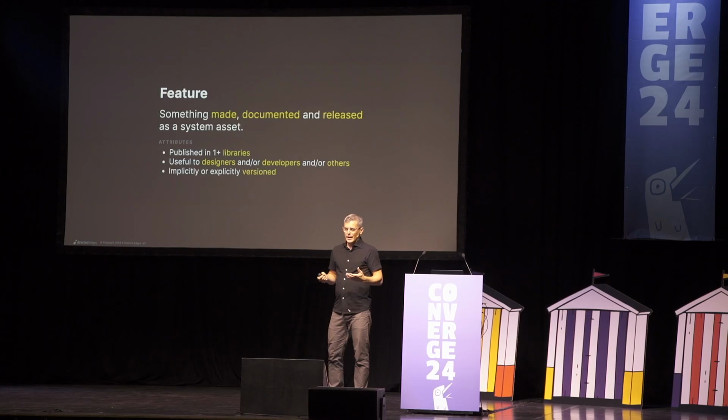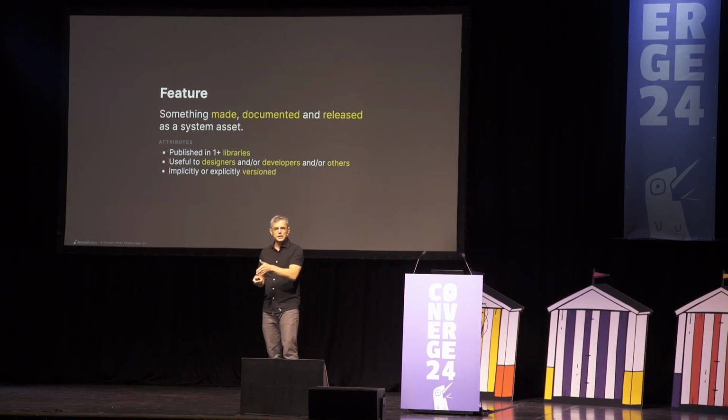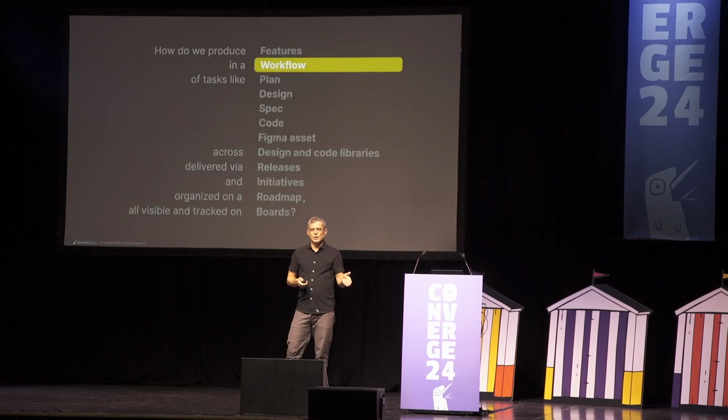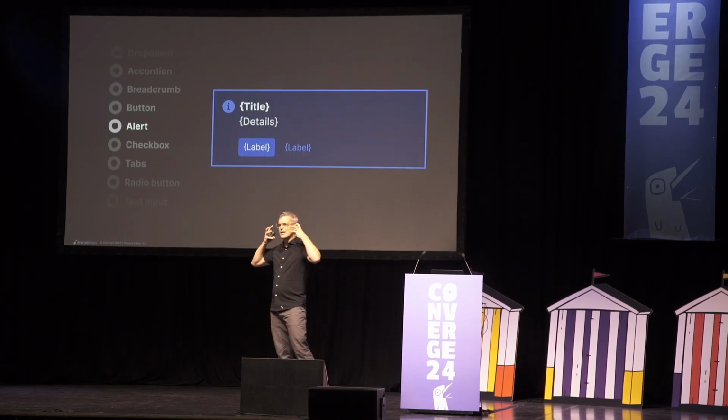And so it's often published in, hopefully, more than one library. It's useful to designers or developers or other people. And it's usually implicitly or explicitly going to be a thing that's versioned. We might change it over time. And so we produce those features through a workflow. And I'm going to walk you through the steps of that workflow with the context if you just want to put your mind's eye in this.